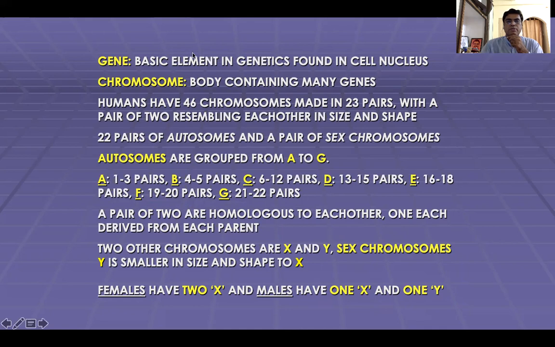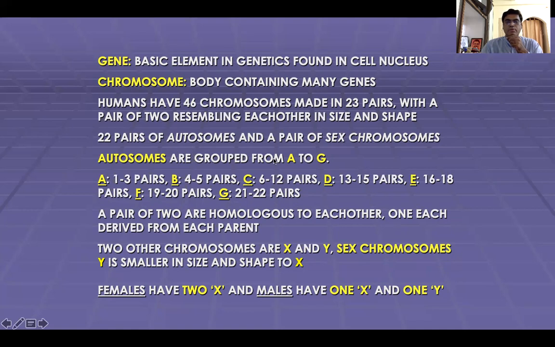Gene is a basic element in genetics found in the cell nucleus, whereas chromosome is a body containing many genes. Humans have 46 chromosomes made in 23 pairs, with each pair of two resembling each other in size and shape, and there will be 22 pairs of autosomes and a pair of sex chromosomes.